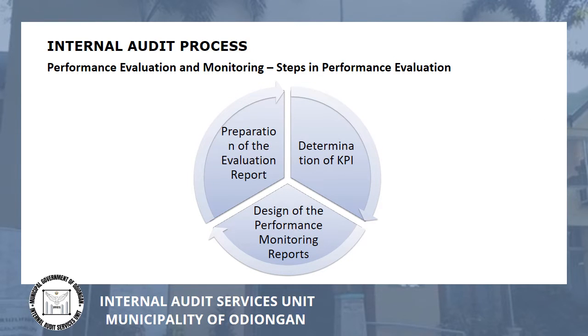Performance evaluation and monitoring. Steps in performance evaluation. First is the determination of KPIs. It is important that the key performance indicators for internal audit are aligned with the strategic plan and the annual work plan, and help drive the performance that the organization expects from the IAS. It is also important that performance is measured over time in order to identify trends, and that performance is measured against both qualitative and quantitative factors.